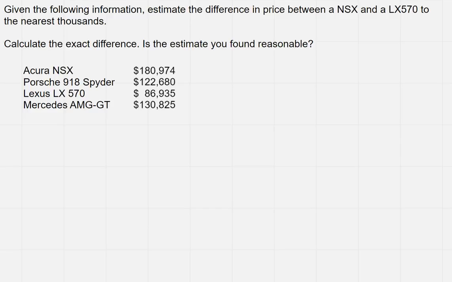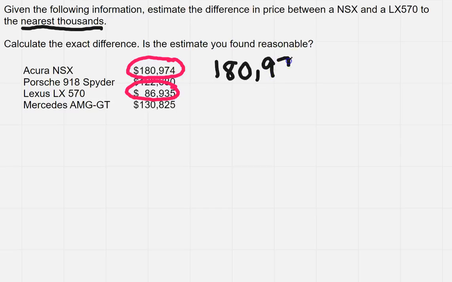So I want to go ahead and make sure I know which ones those are, so I'm going to circle those. So here's the NSX and here is the LX. So those are the numbers that I want to do something with. I notice that for the estimating it wants it to the nearest 1,000. So I'm going to do that first, and I'm going to write it out what I'm doing to make sure that everyone is following along.